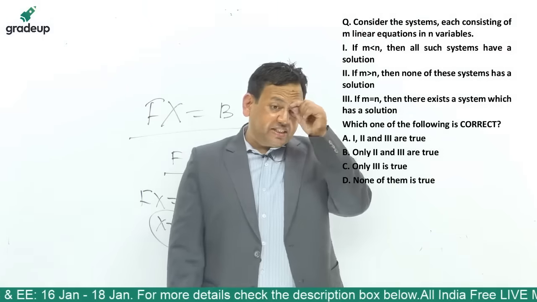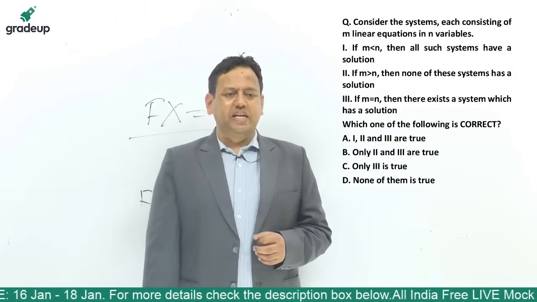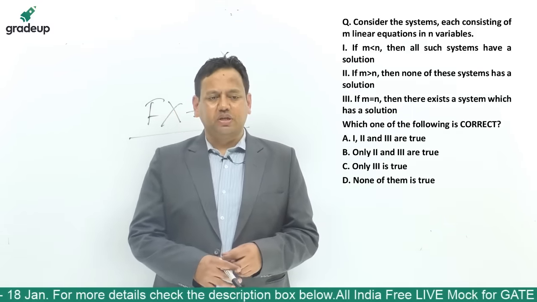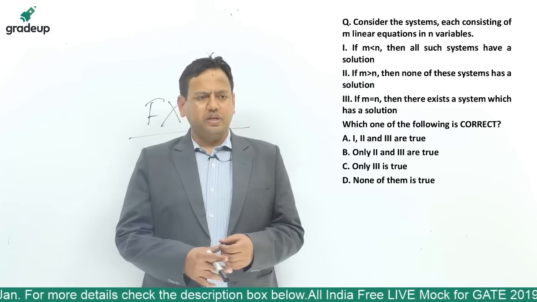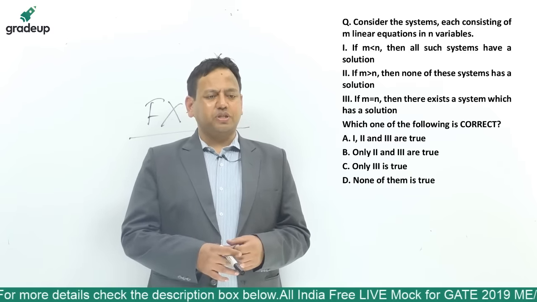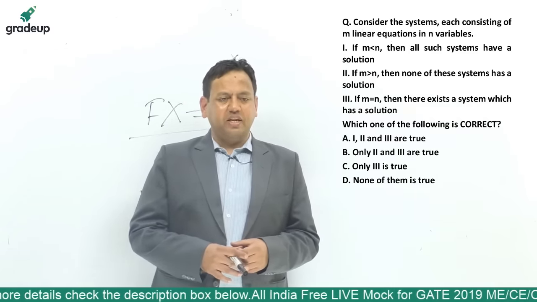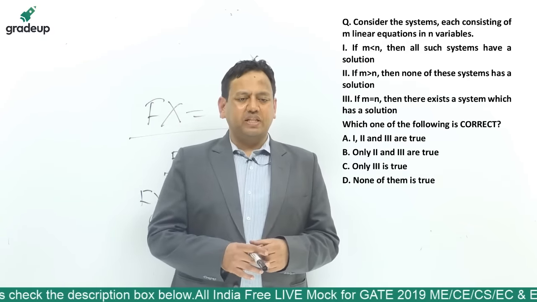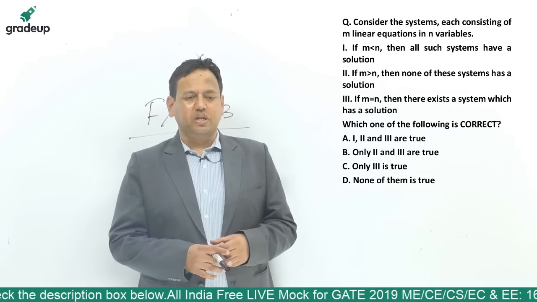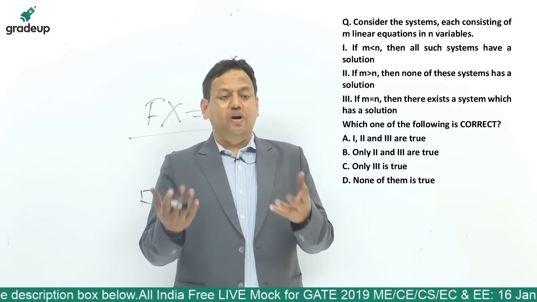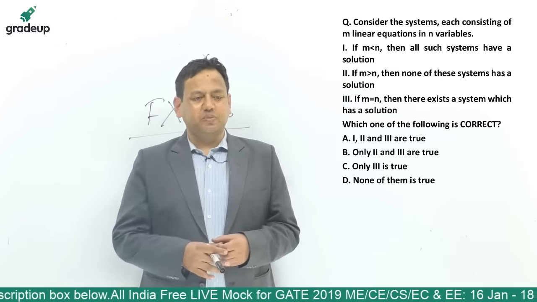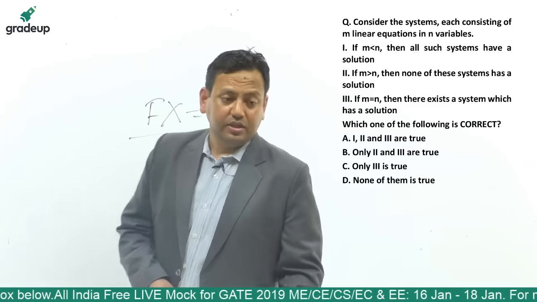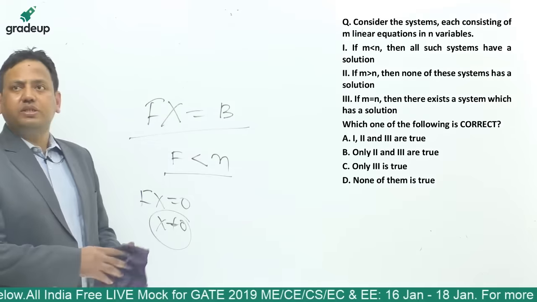Okay, so they are saying consider a system which consists of m linear equations in n variables. If m is less than n, then all such systems have a solution. No, it is not true, because inconsistency is possible. If m is greater than n, then none of the systems has a solution. Again, it is a false statement. If m equal to n, then there exists a system which has a solution. Yes, there exists. They are not saying always. So it is possible. So only 3 statement is true. Okay. So this is all about the system of linear equations.